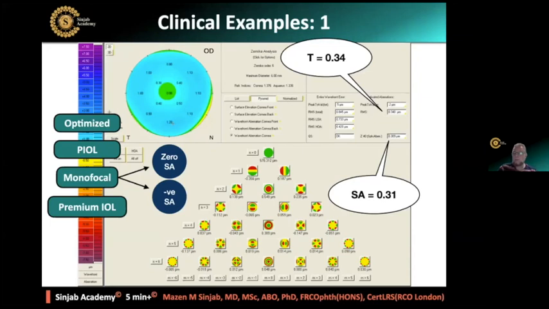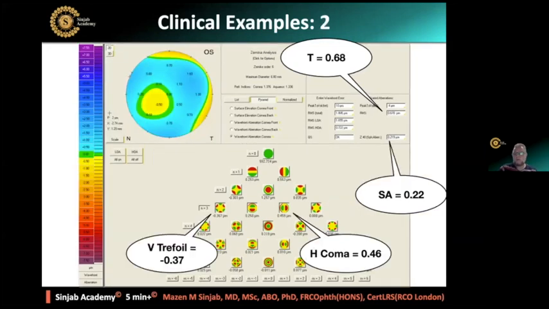Or we can implant premium IOL because the total is less than 0.35 microns. This is another example. This patient has 0.68 microns in total, which is high. And the spherical aberration is very small. So most is because of vertical trefoil and horizontal coma, as you see. So the patient has high order aberration on account of trefoil and coma, not the spherical aberration.